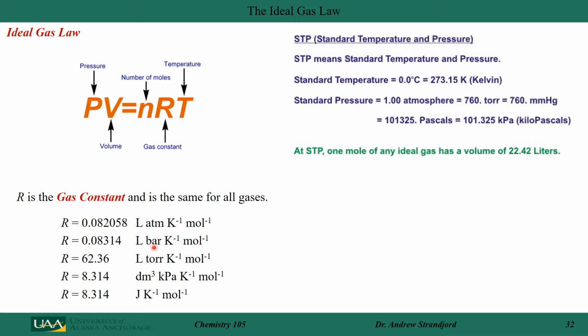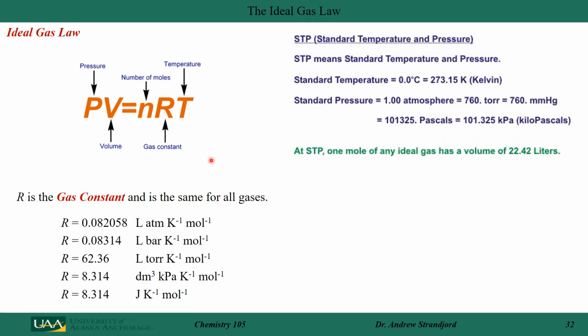However, if we measure pressure using bars, the gas constant is different. If we measure pressure using torr, the gas constant is different. If we measure both the volume and the pressure using kilopascals or decimeters cubed, we have a different constant. And finally, we have a gas constant if we use joules per K per mole. Again, the most common one that we'll use is going to be the top one here, but we will have these available in case we need to convert units.